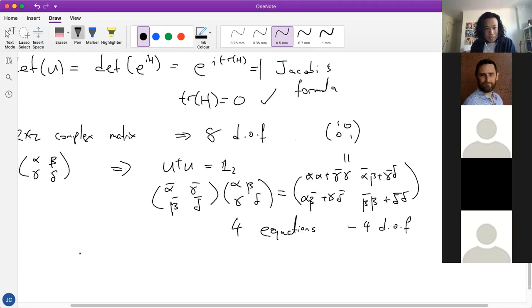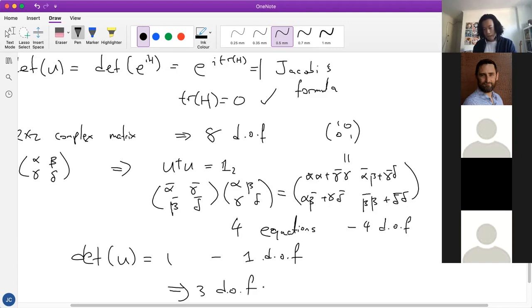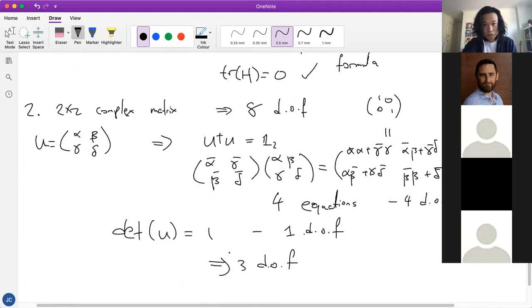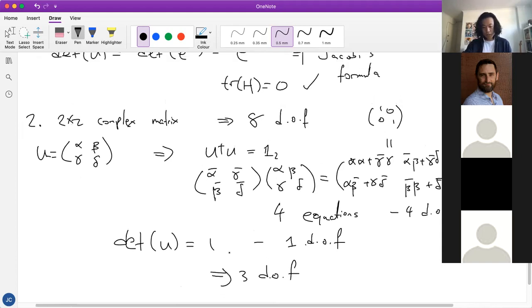And then the final one is demanding that the determinant of u is equal to 1. That loses me another degree of freedom because it's another constraint on what the parameters are allowed to be. So we start off with 8 degrees of freedom for a general 2x2 complex matrix. The unitarity and the determinant subtract 5 degrees of freedom. So altogether, I have 3 degrees of freedom remaining. And so the SU(2) matrices have 3 degrees of freedom.